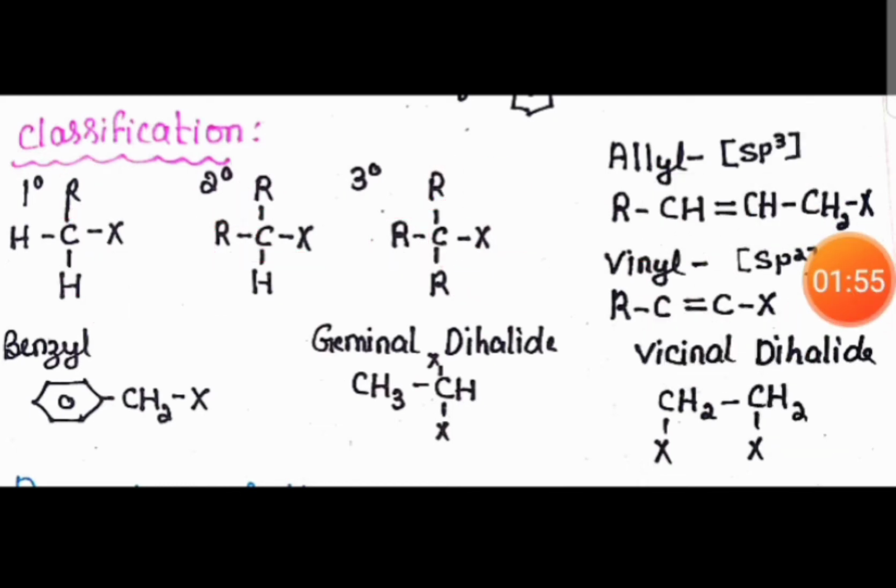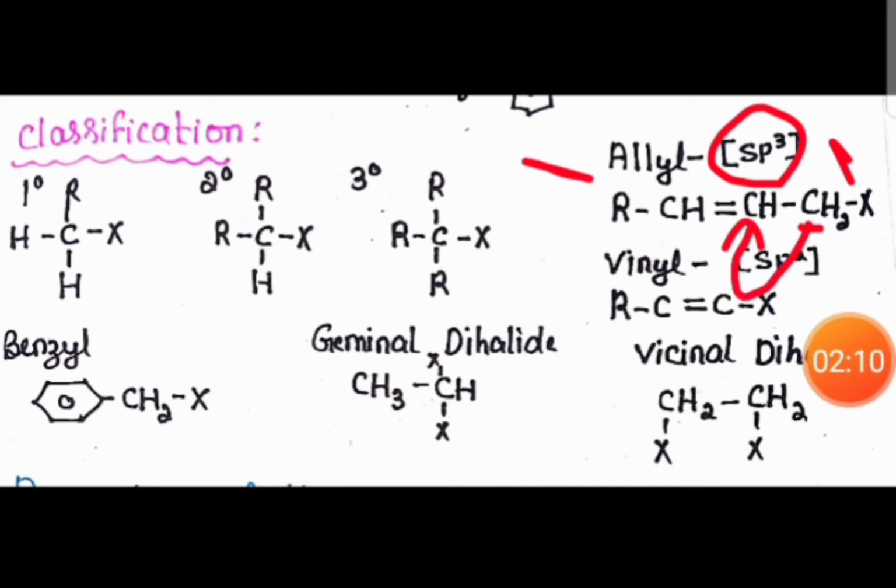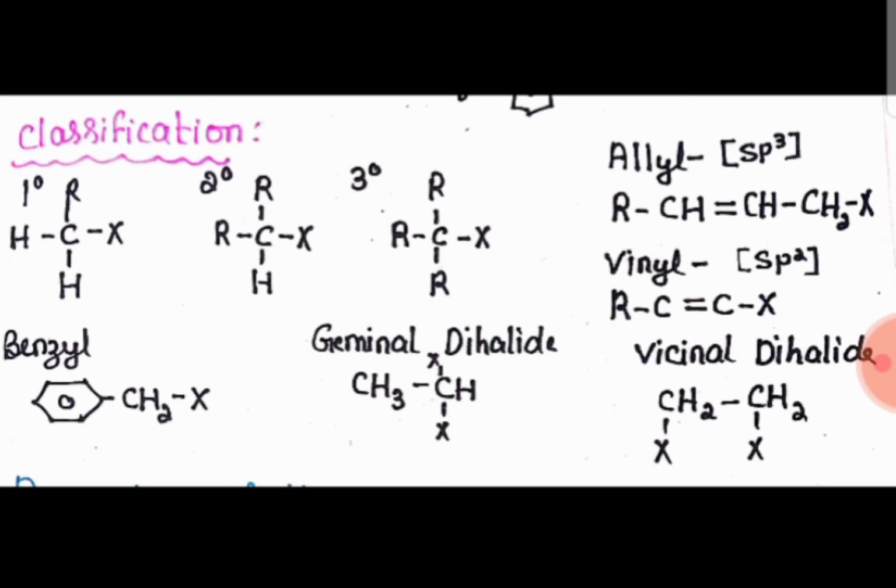Similarly, if you find halogen atom X attached to a saturated carbon atom, saturated means sp3 hybridized carbon atom, but adjacent to that carbon atom there is one unsaturated carbon atom, such type of haloalkane is considered as allyl halide. And in case of vinyl halide, what we can find is the halogen atom is linked to an unsaturated carbon atom, means the carbon atom which is sp2 hybridized, that is vinyl halide. Halogen is linked to sp2 hybridized carbon atom.